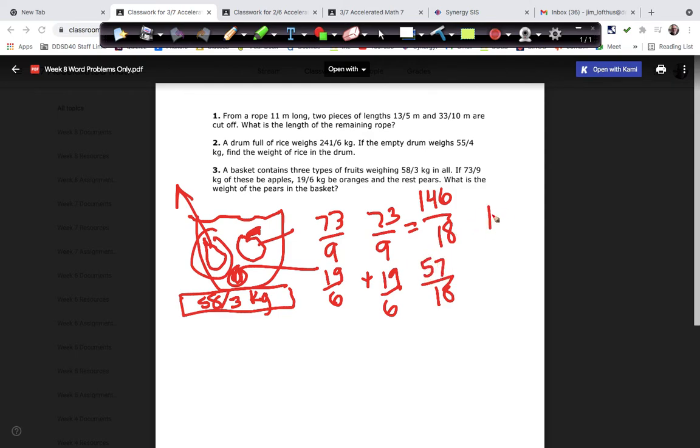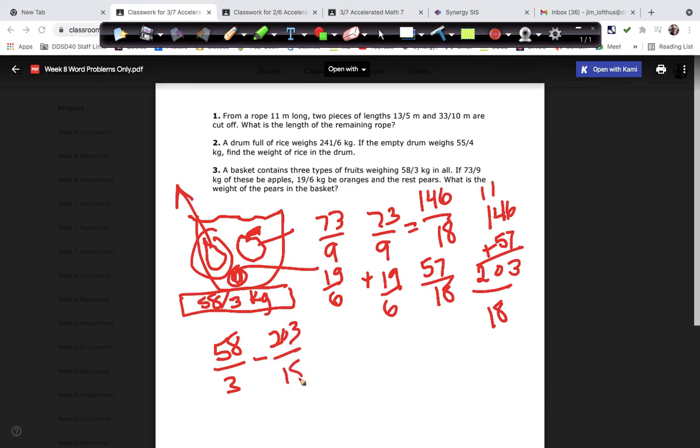So now I'm going to do 146 plus 57, and I get 203 eighteenths. So now I'm going to take 58 thirds and subtract 203 eighteenths. So I'm going to have to find the common denominator. That's going to be 18. So I'll multiply the 3 and the 58 by 6.